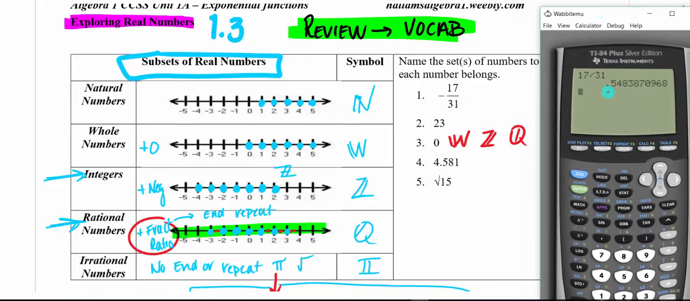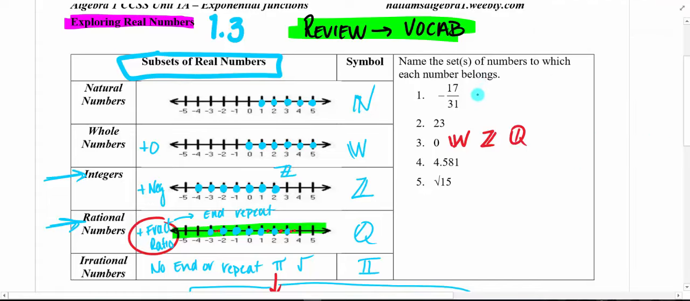You'll see that that decimal does not look like it's ending or repeating. So in that case, we're going to go ahead and say it belongs to part of the irrational numbers. Well, let's look at 23 then.